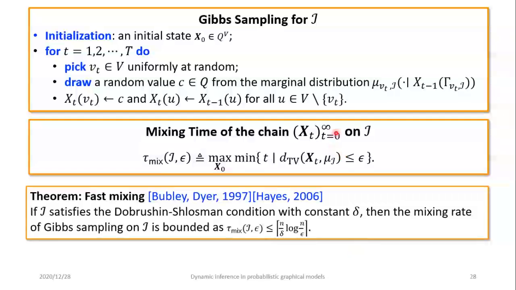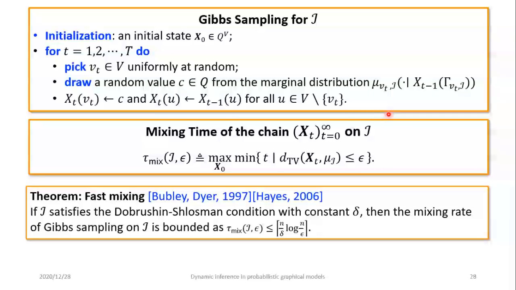The Gibbs sampling algorithm is performed as follows. At the beginning, pick an initial state arbitrarily. In the following, for each step, pick a vertex v_t from V uniformly at random. The value of this vertex is drawn from the marginal distribution μ_{v_t}^{σ} conditional on the current assignments of the other vertices. For other vertices, the values are unchanged.